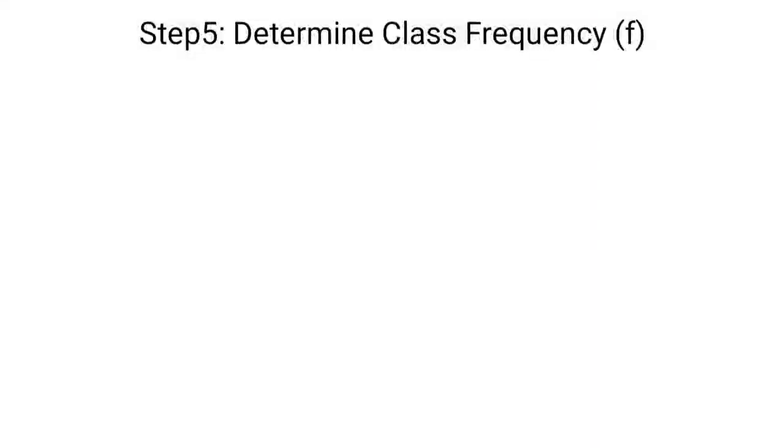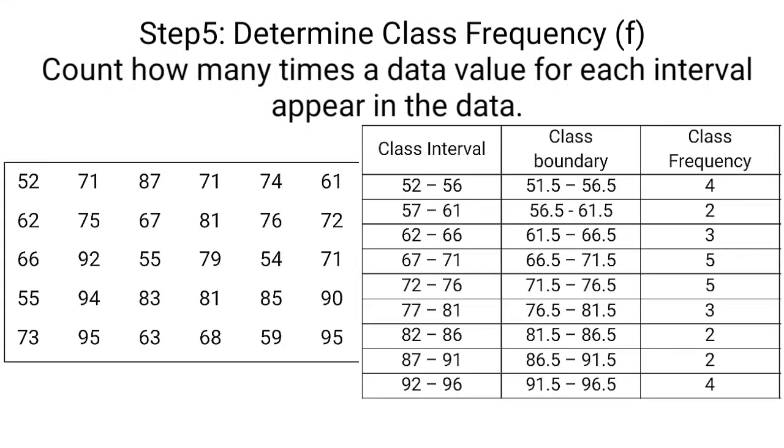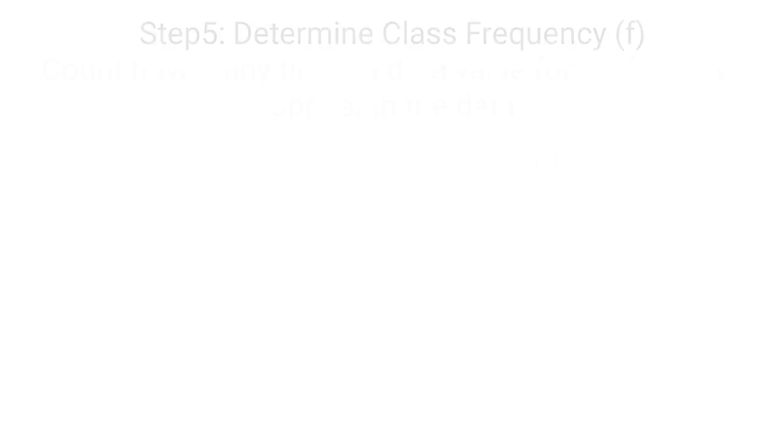Determine the class frequency. To do this, simply count how many times a data value for each interval appears in the data. For instance, the class frequency for class interval 52 to 56 is 4 because there are only 4 scores found in the data that fit the given boundaries.